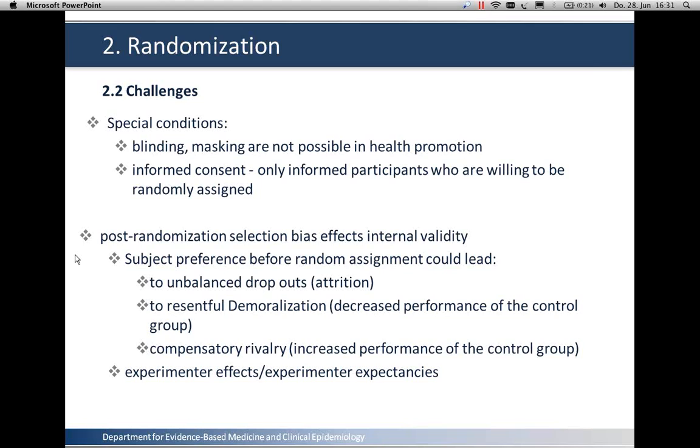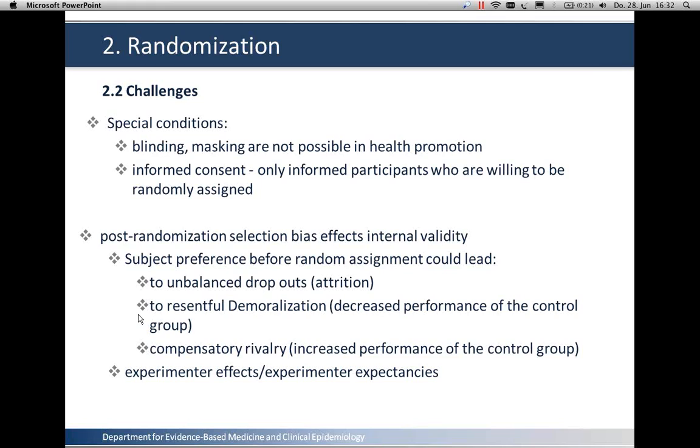Maybe I'm frustrated and the probability for dropout is much higher. We are now in the situation that we analyze this cluster RCT in this school setting, and it seems that the dropout in the control group is much higher than in the intervention group. And this leads to unbalanced dropouts, which has an influence on these two groups, which are not as equal as they should be.